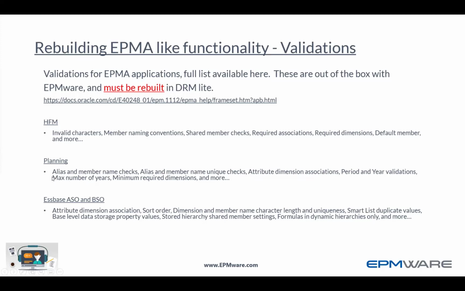Same thing for Planning: alias, member name checks, attribute dimensions. These are just some examples, but there's quite a bit here. We've added a link over here so you can follow this link, and there's some documentation on the EPMA validations that were available with the app, so you can figure out what those were. But the work there is to rewrite those again from scratch.